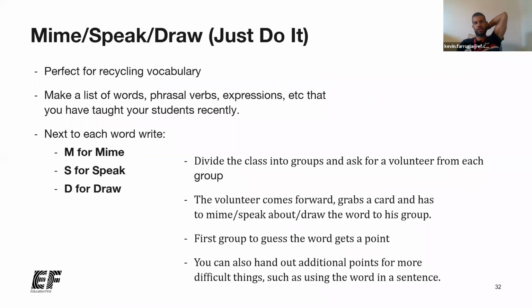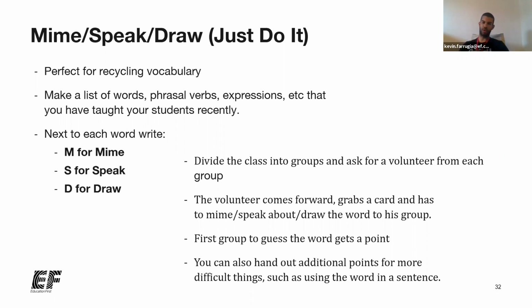In a way, this is similar to the Pictionary we spoke about before, but it puts a twist on it because there are three different actions that can be performed. So there is mime, there is speaking, and there is drawing. So imagine I have prepared a list of vocabulary that we have covered this week, and next to each word, there's either an M, an S, or a D. Students come up to me, one person from each group, and they take a paper. It's the same paper for each person.